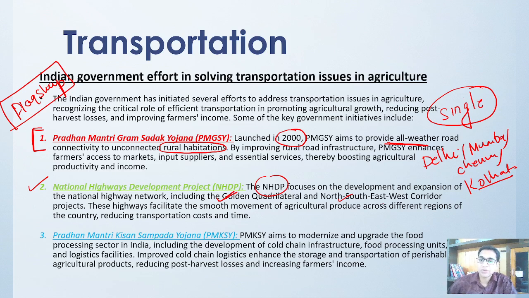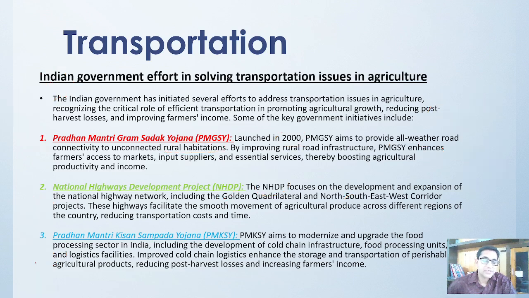Then the North-South and East-West corridor projects are there, and right now the government has started the DFC, the Dedicated Freight Corridor. It is for the railways. Dedicated Freight Corridor is for railways, and they have their own separate lines for various types of vehicles which specially carry goods and services throughout the country.